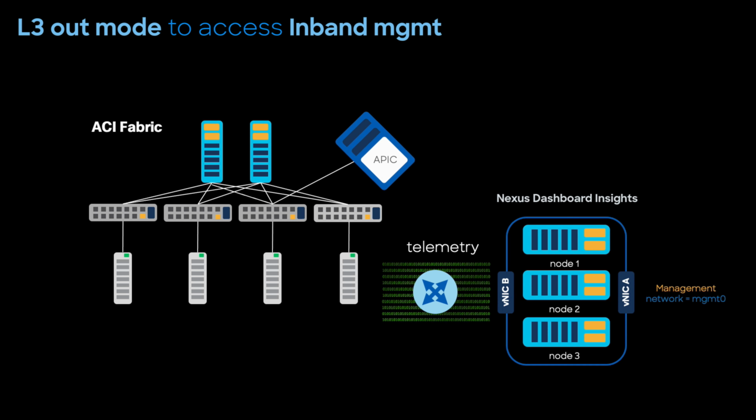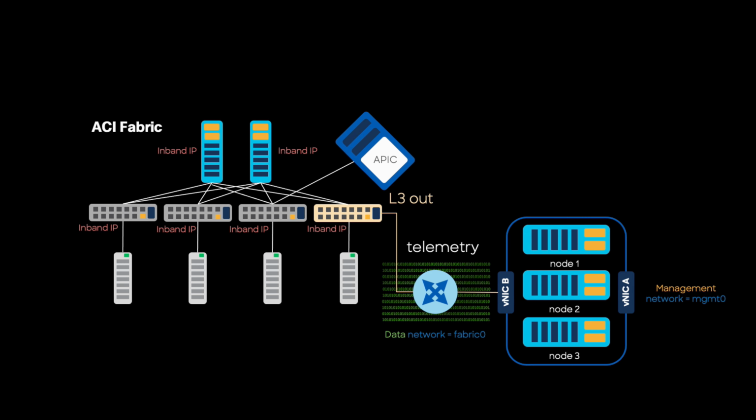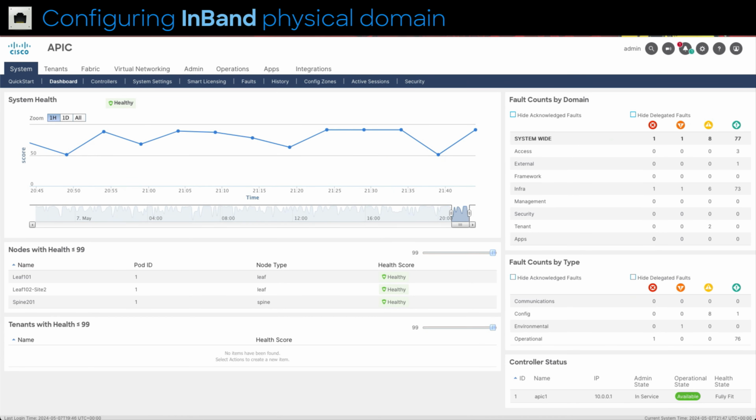Moving forward, we have to configure a L3 out on ACI that would allow connectivity from the fabric to the data network interfaces of the cluster, allowing connectivity to the in-band IPs. This is required to get telemetry into the Nexus Dashboard Insights cluster. Let's proceed to this final step by logging into ACI user interface.